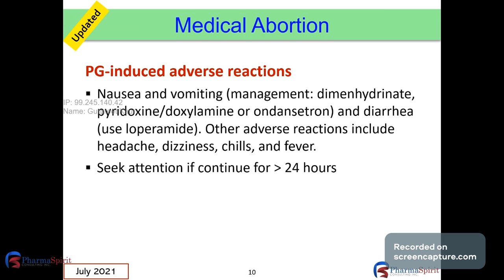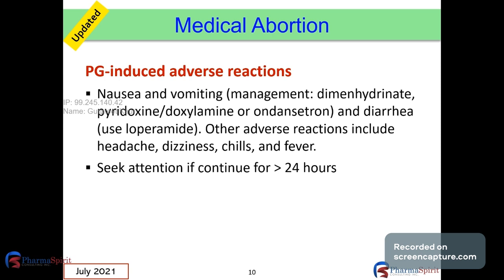Misoprostol, as you all know, is a prostaglandin analog, and that's why misoprostol is associated with prostaglandin-induced adverse reactions. And these adverse reactions are mainly self-limiting within a few hours. These include nausea and vomiting, which can be managed using dimenhydrinate, doxylamine pyridoxine, or ondansetron. The female also may experience diarrhea because of the misoprostol, and this can be managed using loperamide.